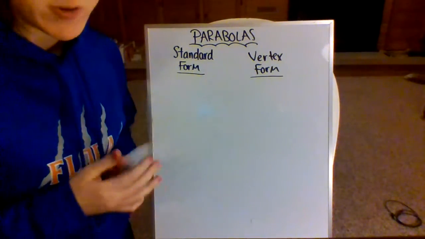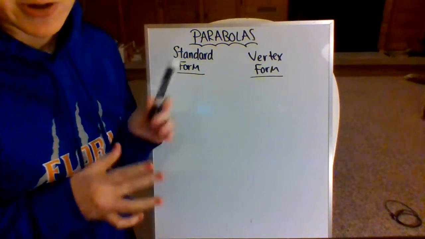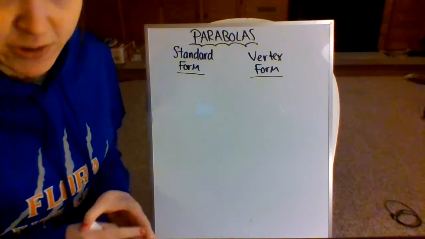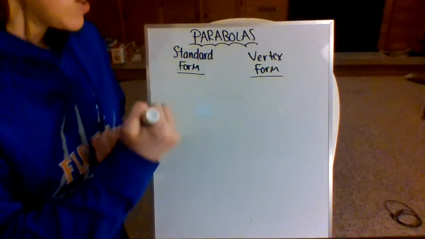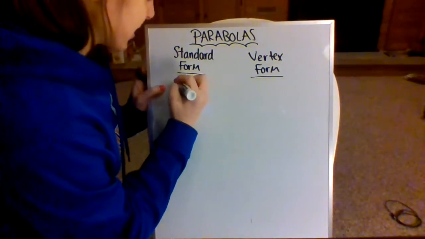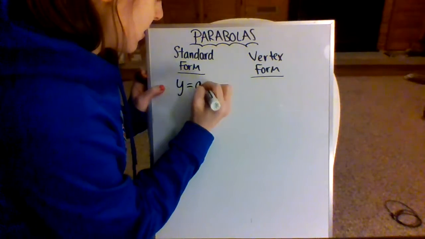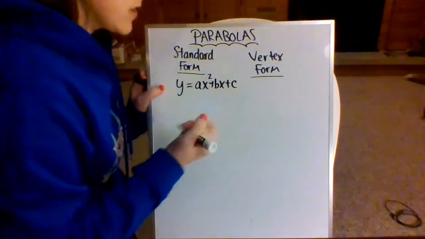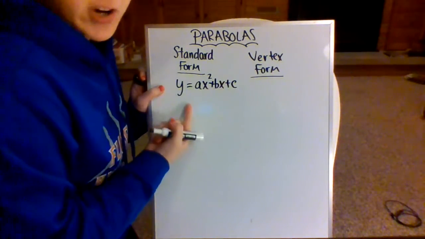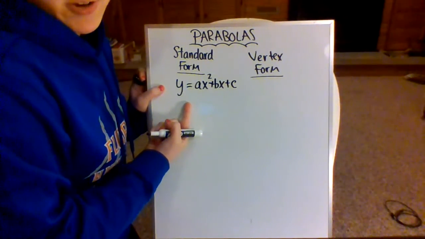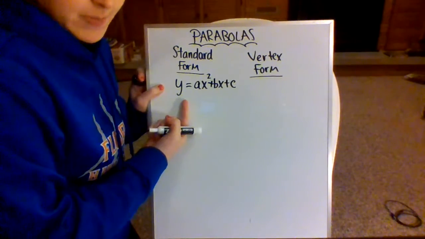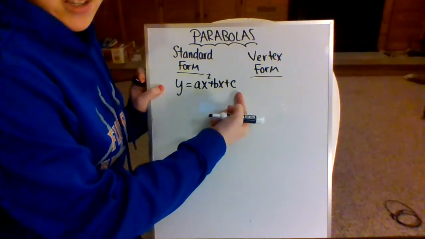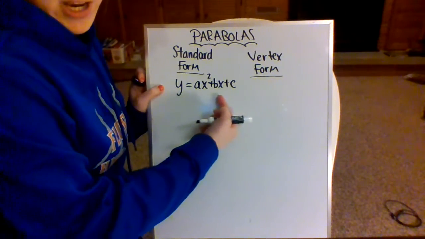Okay, so there are two different possibilities for an equation of a parabola. The first one is standard form, which is how you usually see it. Standard form looks like this. This is a trinomial, something that you used to see in Algebra 2 all the time. If it has an x squared, it's a quadratic equation, and this would create a parabola.